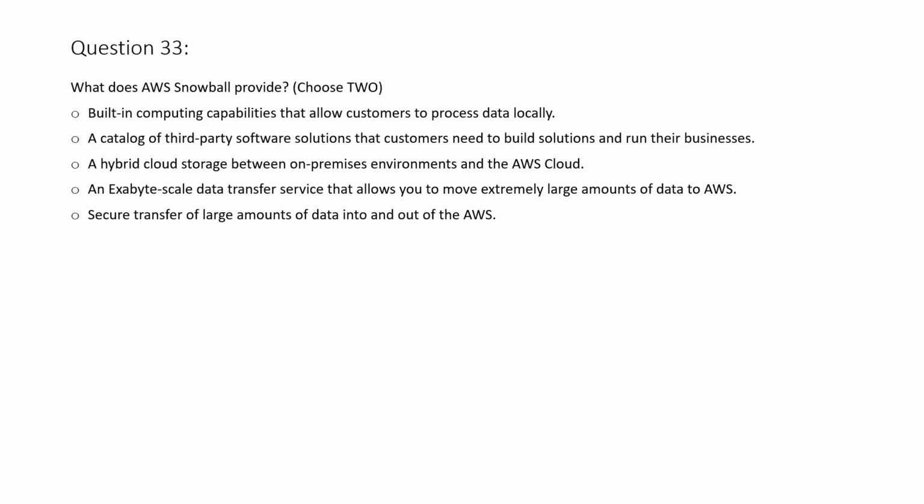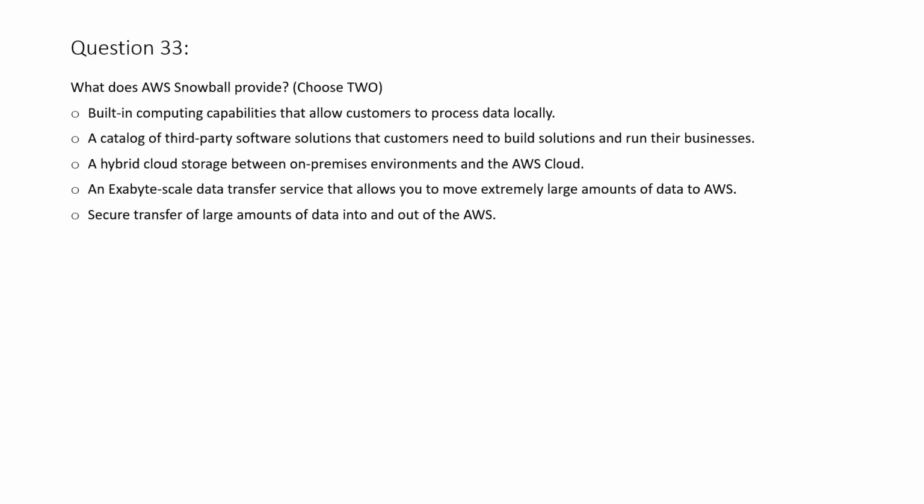Moving into question number 33. What does AWS Snowball provide? You need to choose two options. Option A, built-in computing capabilities that will allow customers to process the data locally. Option B, a catalog of third-party software solutions that customers need to build solutions and to run their businesses. Option C, a hybrid cloud storage between on-premises environment and the AWS cloud.